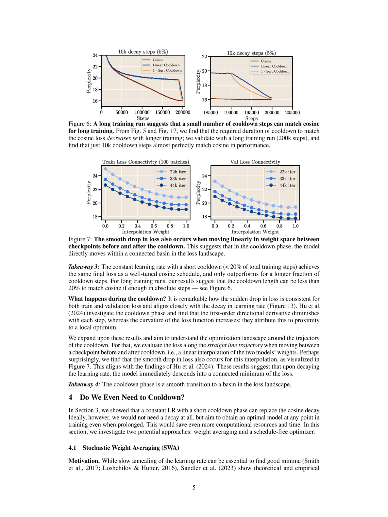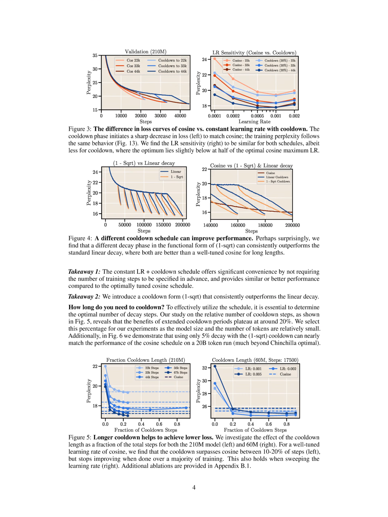3. Optimal loss. The constant learning rate with a short cooldown achieves the same final loss as a well-tuned cosine schedule. It is shown that the cooldown length can be less than 20% of the total training steps for long training runs to match the cosine schedule.